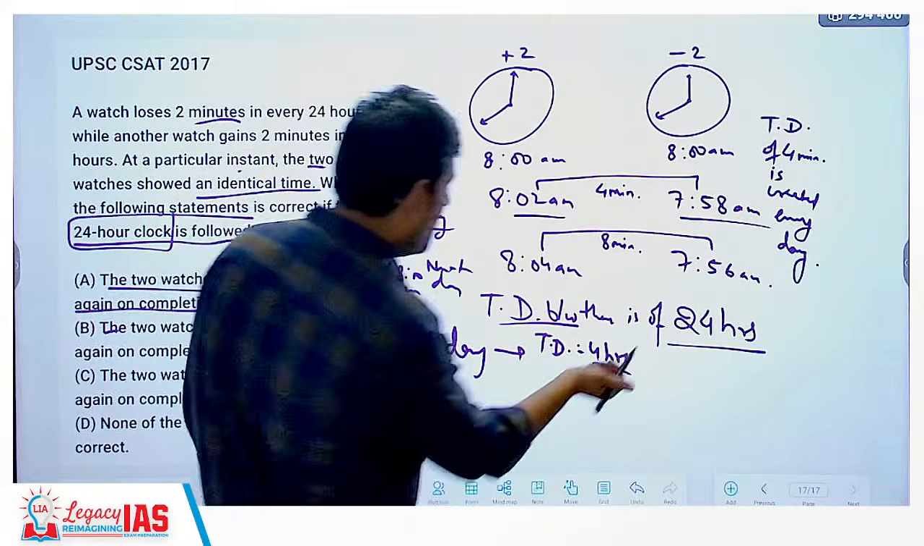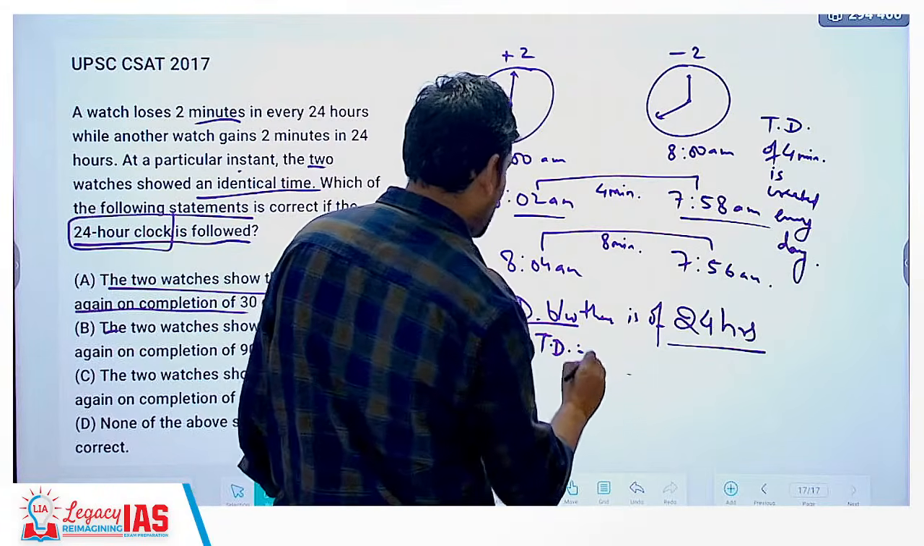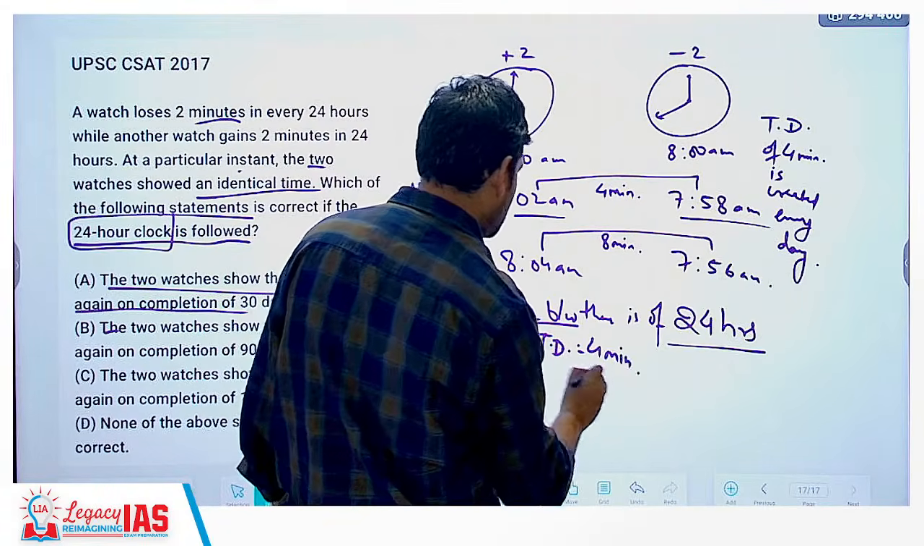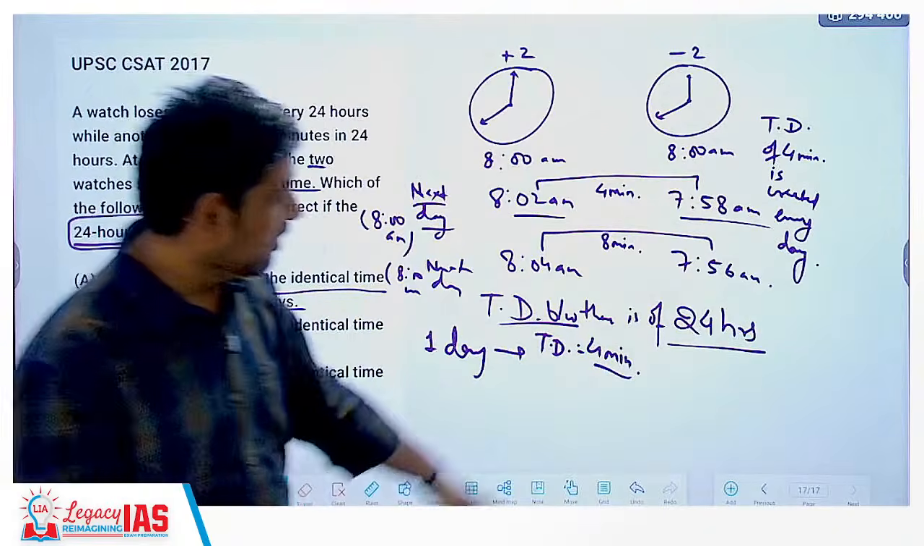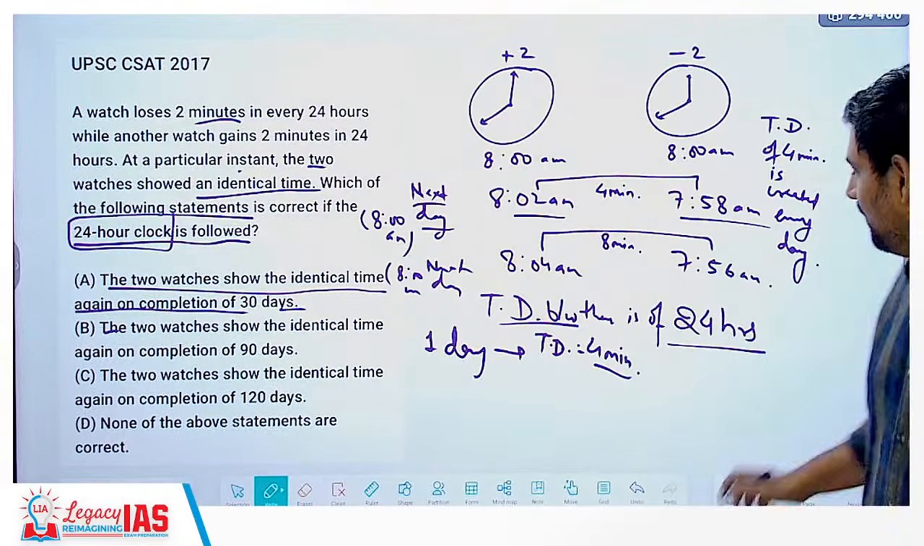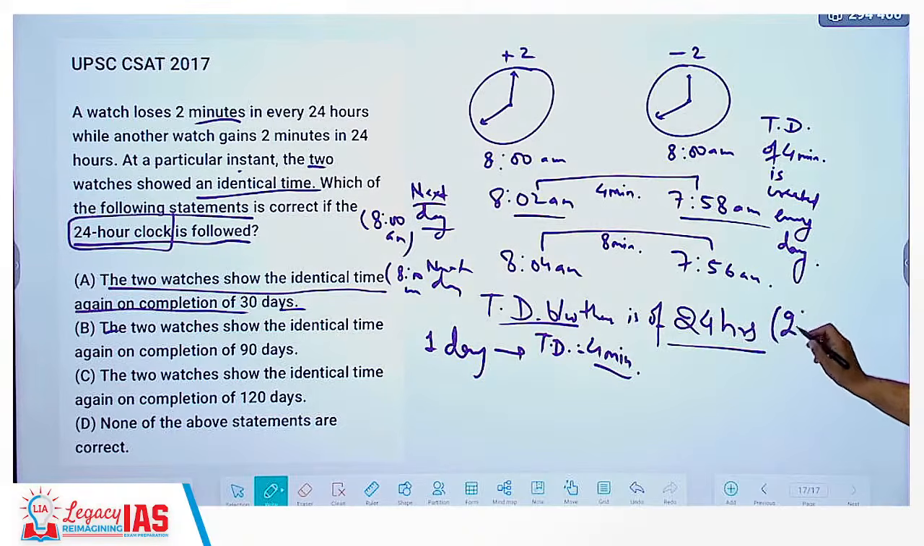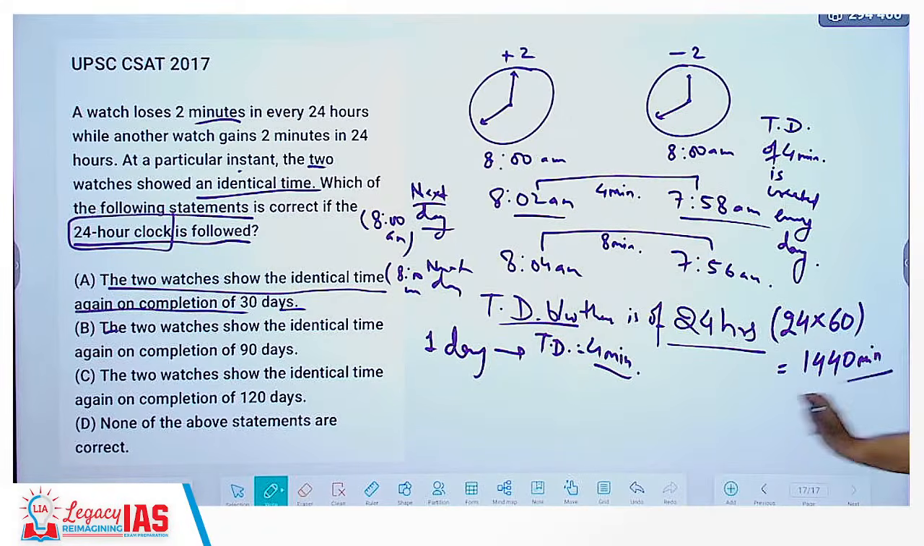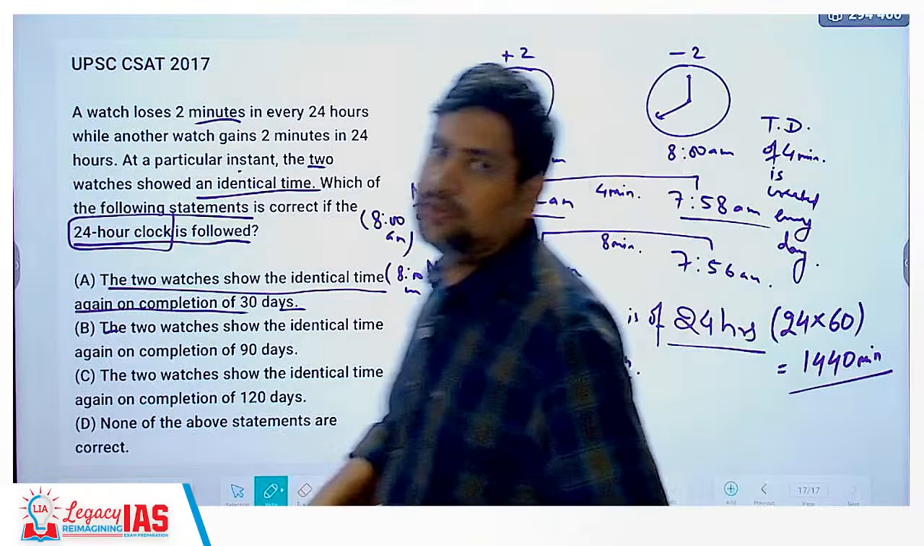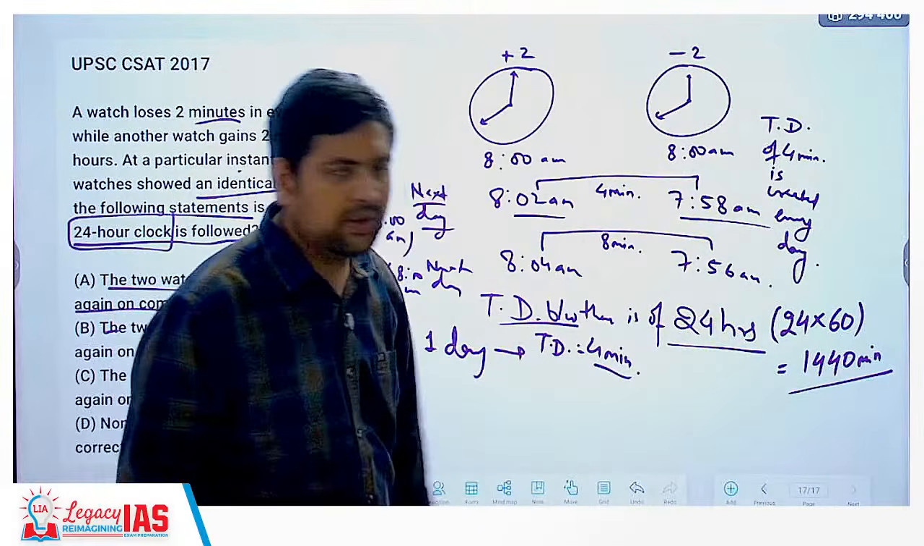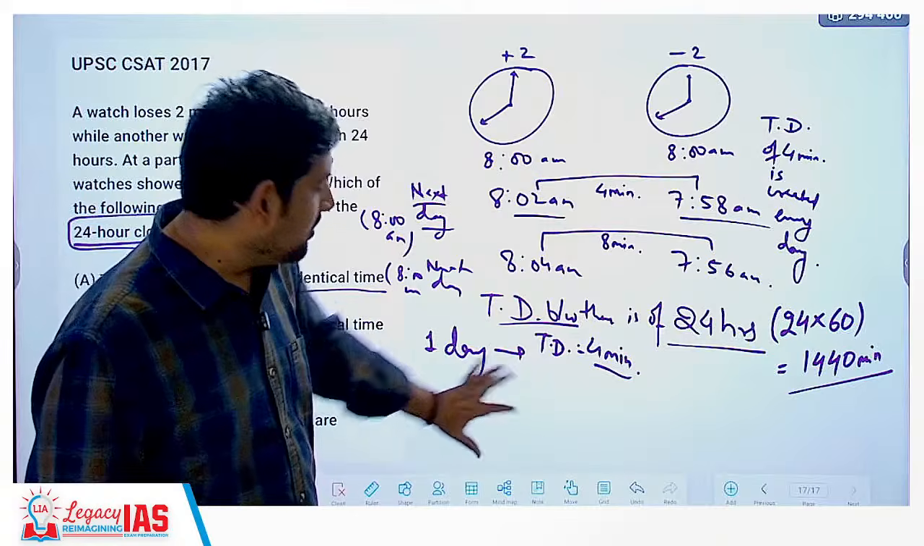Sorry, in one day, the time difference created is 4 minutes. What time difference are you looking for? You are looking for a 24-hour time difference. That is 24 into, each hour has 60 minutes, so 24 into 60 is 1440 minutes. So you are looking for 1440 minutes, while the time difference is actually 4 minutes in a day.